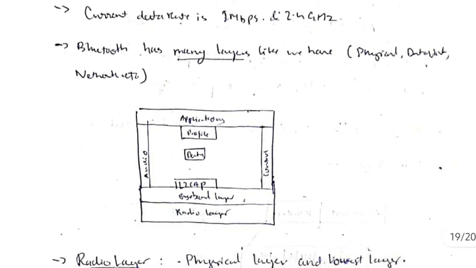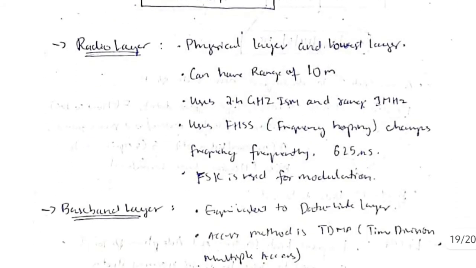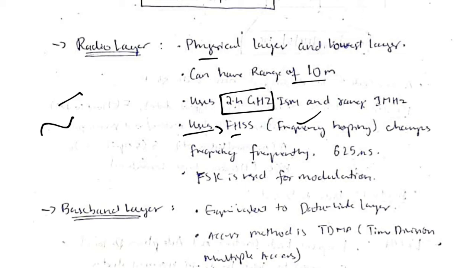And like other networks, it will also have many layers, like the radio layer, the first layer, which is the physical layer, then the baseband layer, then L2CAP. Let's discuss each one by one. In the radio layer, the physical transmission happens. It can have a range of 10 meters, and it is 2.4 gigahertz. It uses frequency hopping, which means the frequency is frequently changed so that the error can be reduced.